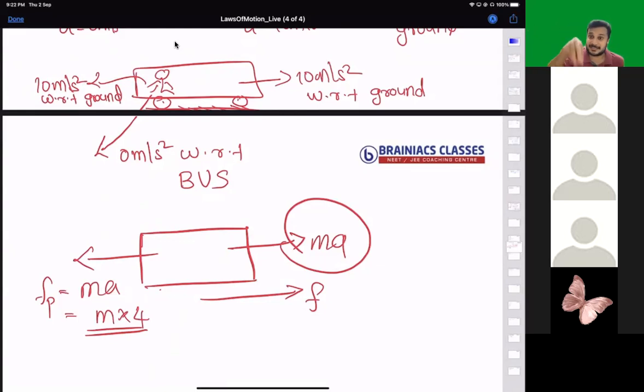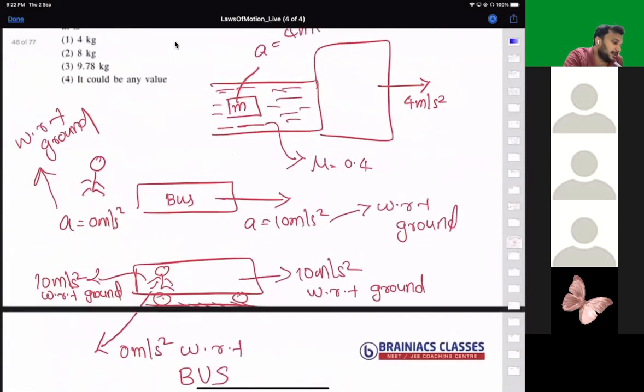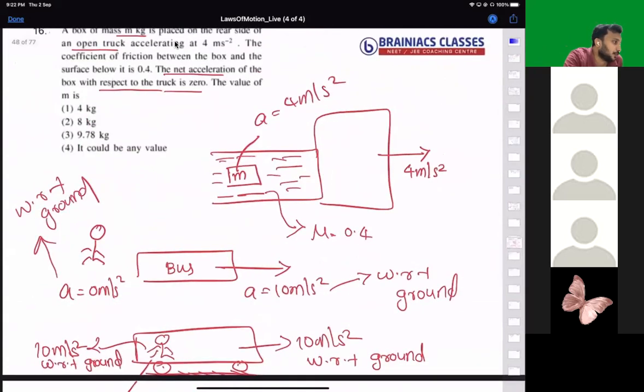On the box, the forward force and the backward force are equal. The backward force is what? Pseudo force. The forward force is what? Frictional force. What is the frictional force in the equations? Mu into normal reaction. Mu is called the coefficient of friction. Its value will be given in the question. It is given as 0.4.